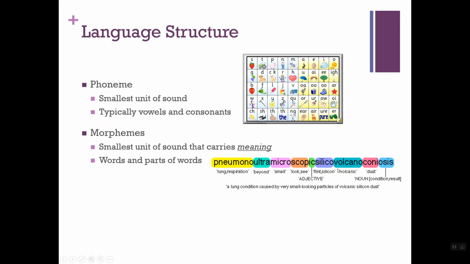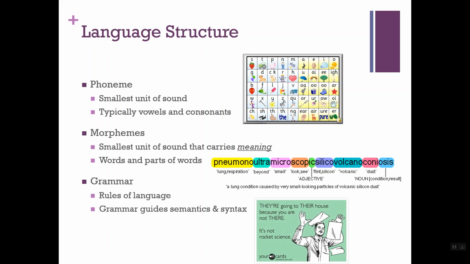So take this actual word, for example, pneumonoultramicroscopicsilicovolcanoconiosis. Whew, that's hard. And this is a lung condition. It's caused by small particles of volcanic silicon dust. It can really affect your breathing and things. But this was one whole word, but in it, it has several different morphemes. So pneumono means lung or respiration, ultra means beyond, micro, small, scop, look and see, ick is an adjective, and so on and so forth. Okay, so these are all morphemes.